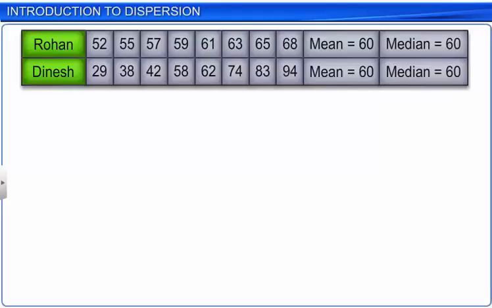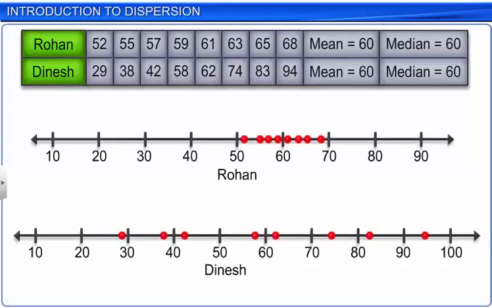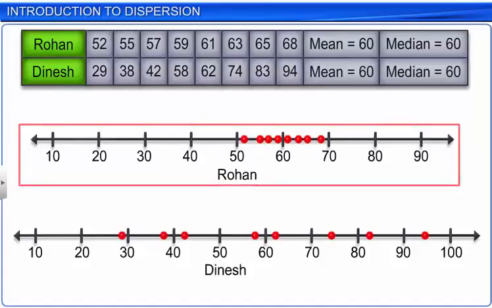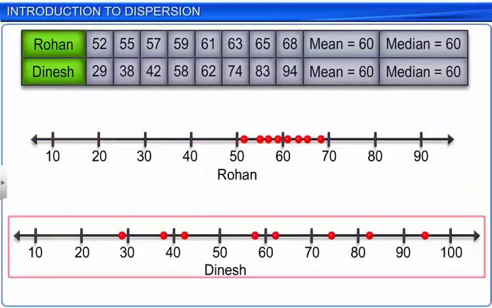Now, let's plot the marks on number lines. Here we notice that Rohan's marks are close to each other and centered about his average score. On the other hand, the marks scored by Dinesh are scattered on the number line.